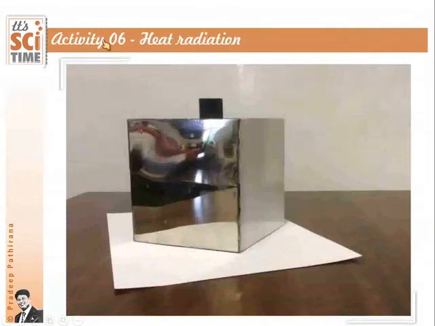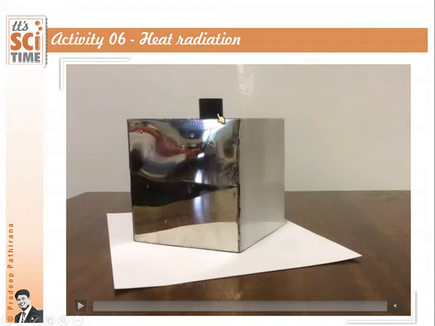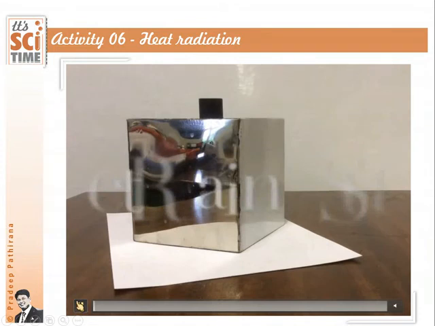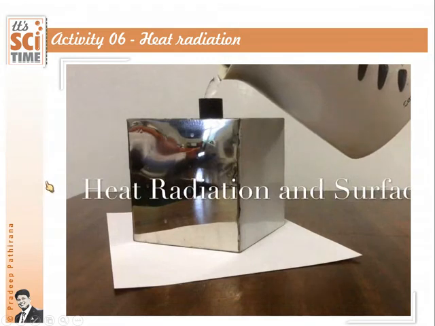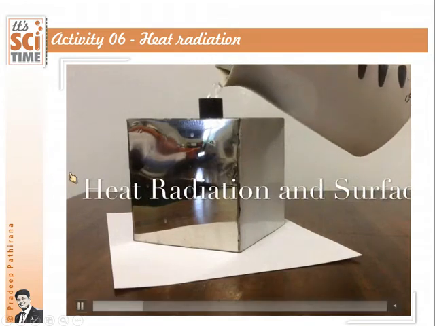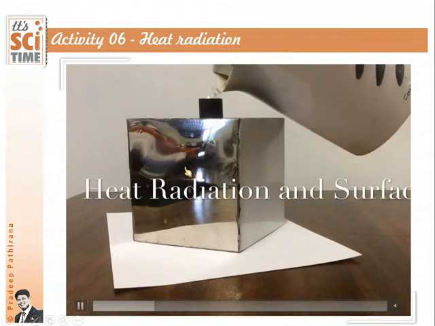Now activity number 6 about heat radiation. Look at this activity. This cube is called Leslie's cube. It has different surfaces: shiny surface, white surface, and black surface. Let's check this out. First, we must fill warm water into this. Once it's filled, we can see how heat comes out from these surfaces.